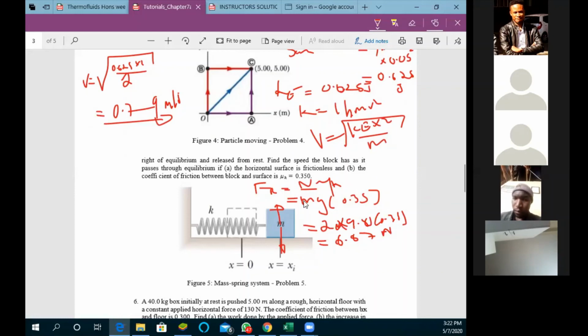Now let's find the energy lost due to friction. Energy lost due to friction is just the friction force times the distance traveled, which in this case is 0.05. What do we get here? I'm getting 0.3435 joules.